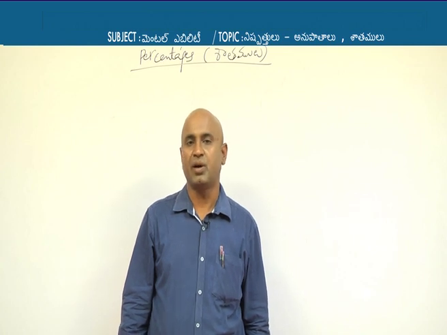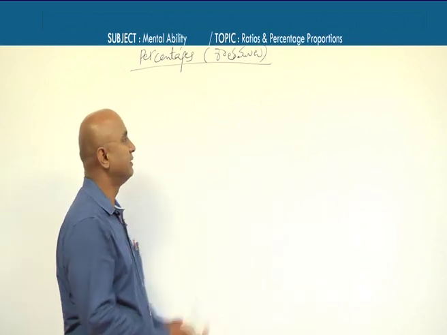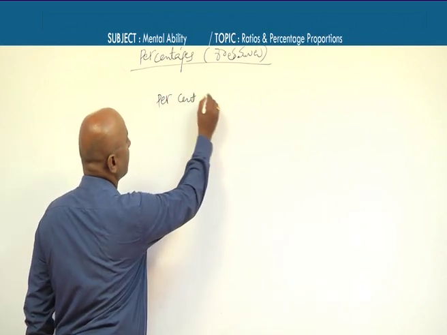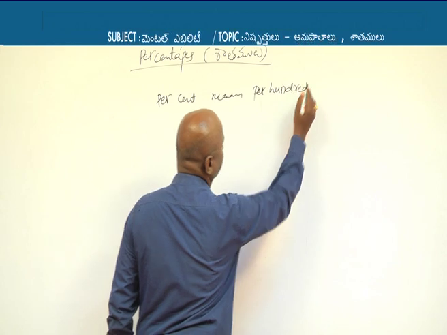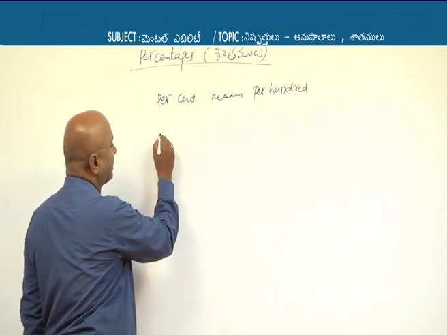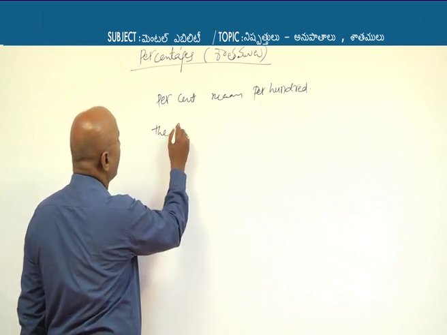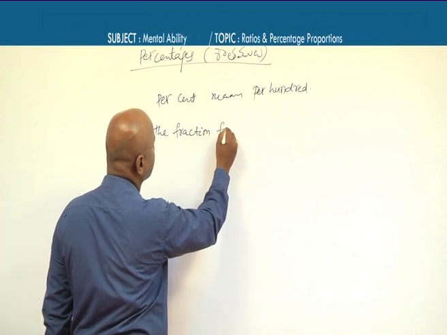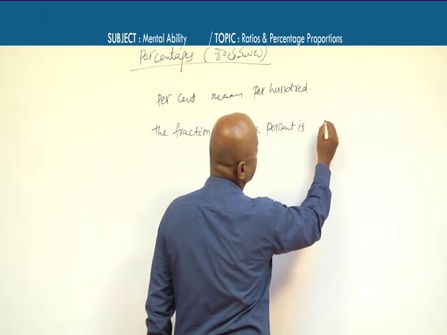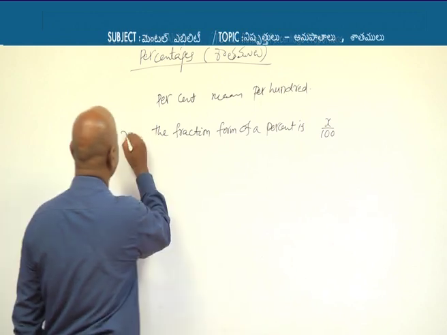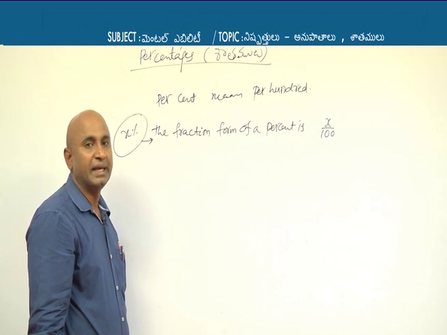ఇప్పుడు మనం చర్చించుకున్నటువంటి టాపిక్ వచ్చి శాతములు, పర్సెంటేజెస్. పర్సెంట్ మీన్స్ పర్ 100. శాతము అనగా 100కి సమానం. ఏదైనా ఒక శాతం ఉందనుకోండి, ఆ శాతాన్ని ఫ్రాక్షన్లోకి మార్చాలంటే ద ఫ్రాక్షన్ ఫార్మ్ ఆఫ్ ఎ పర్సెంట్ ఈజ్ x/100. సపోజ్ x% ఉందనుకోండి, ఇక్కడ ఈ x%ని ఫ్రాక్షన్లోకి మార్చాలి అంటే we have to divide with 100.